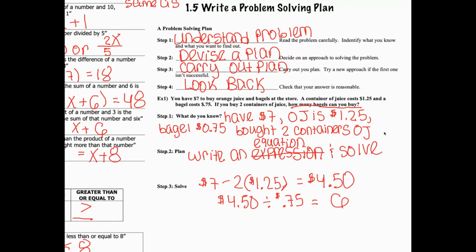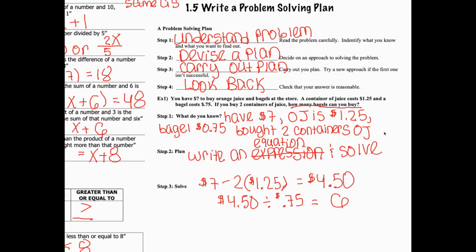Okay, I had $7. I bought 2 things of orange juice that were $1.25 each. So that means that they were $2.50 total. So 7 minus 2.50 is 4.50. And then my question was, how many bagels can I buy? So I know a bagel is 75 cents. So I take 4.50 divided by 75 cents to get 6.